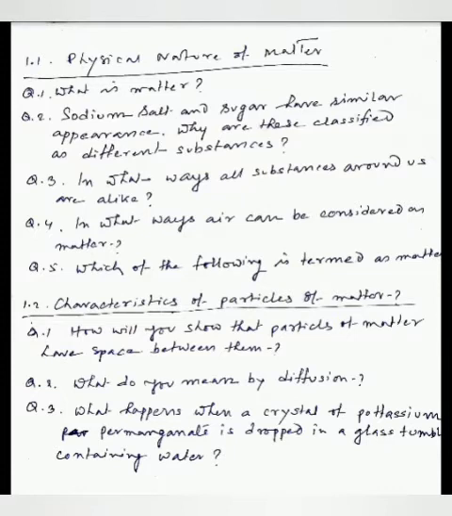Which of the following is termed as matter? There are 5 options given: air, sky, fire, security, and work. Among these 5, which is the matter? Obviously, air is the matter. Why? Because air has mass and air occupies space. So, air is matter. But fire, security, and work, they do not occupy space, they do not have mass. So, they are not matter. So, these are the 5 possible questions I have explained to you from the topic 1.1 Physical nature of matter.